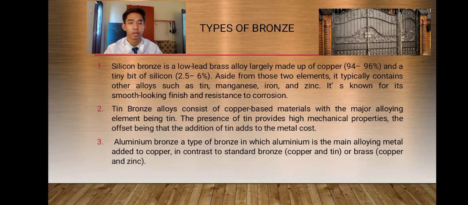The next content is types of bronze. The types of bronze are, first, silicon bronze, a low lead based alloy made up of copper and a tiny bit of silicon. Aside from those two elements, it typically contains other alloys such as tin, manganese, iron, and zinc. It is known for its smooth-looking finish and resistance to corrosion.